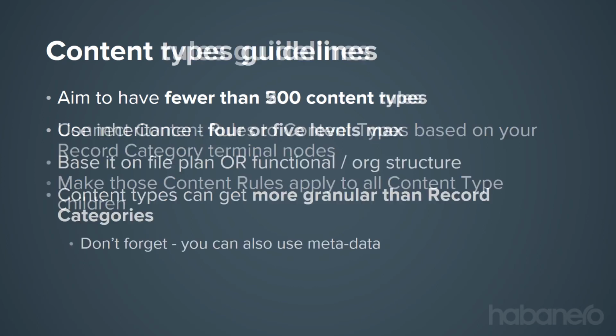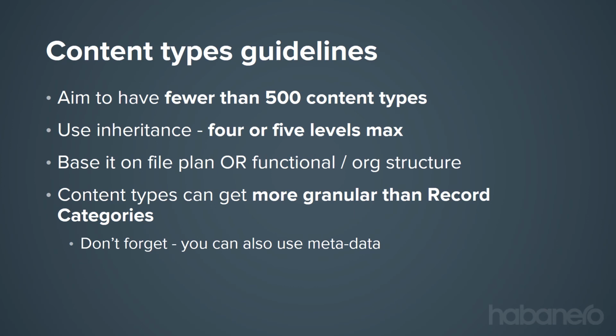We also have a few guidelines for content types. We aim to have fewer than 500 content types. Content types can get more granular than your record categories and your content rules, so it does make sense to allow for a greater number of content types. Of course, content types have this sort of child-parent metaphor, so you are going to have hierarchies. It's completely valuable to use hierarchies. We try to stick to 4 or 5 levels of hierarchy at max if we possibly can.